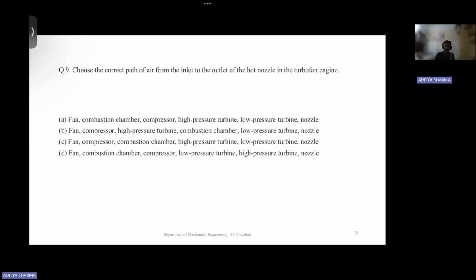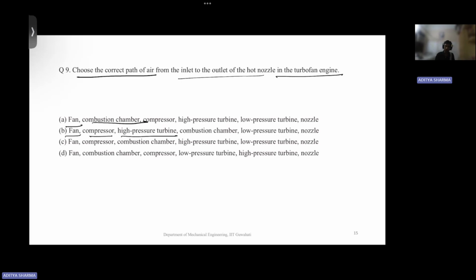Then question number 9 is choose the correct path of air from the inlet to the outlet of hot nozzle in turbofan engine. From inlet to outlet, you have to choose the correct path for air. So we have seen this. Fan, but no, this is not right. Fan, compressor, this is right. Then it says turbine. No, this is not right.